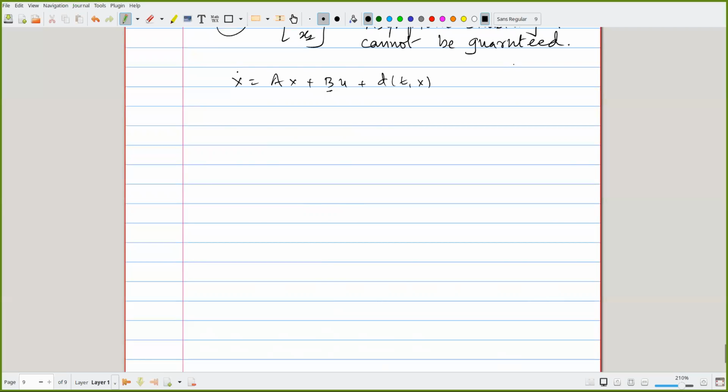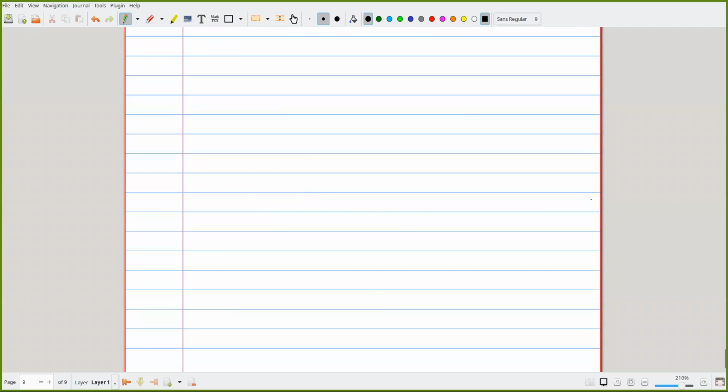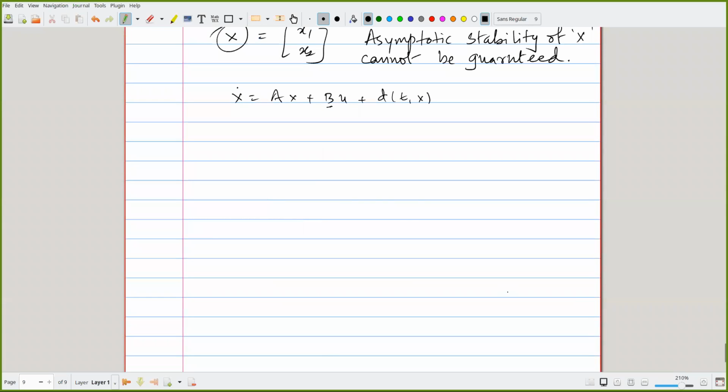Okay, so I think this matched and unmatched disturbance part is covered, and I believe it is clear. So then I believe the next thing we can talk about is this finite time convergence. So let's see how to take this finite time convergence.